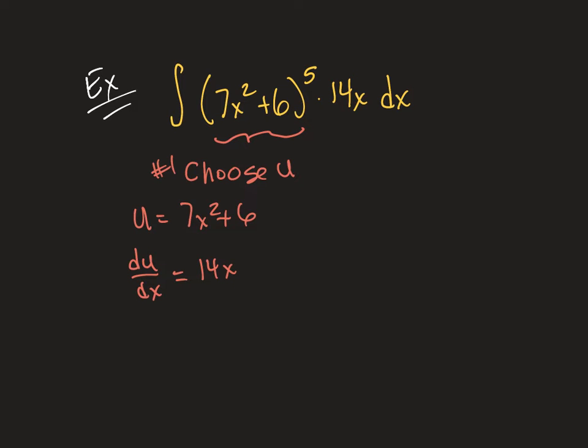And I'll notice that that equals 14x. So that's step 2. I guess I better label these. I'll put step 1 in green. 1 is choose u. 2 is get the derivative. And then 3 is solve for dx. And when I solve for dx, I think you'll agree that I end up with dx equals du over 14x.